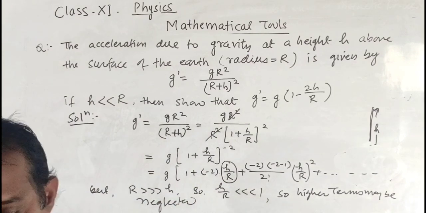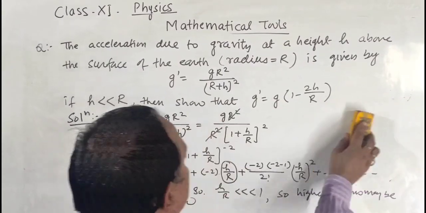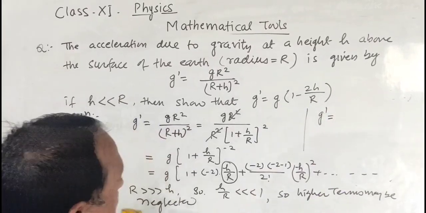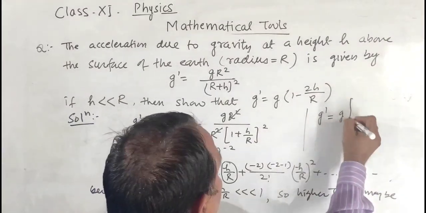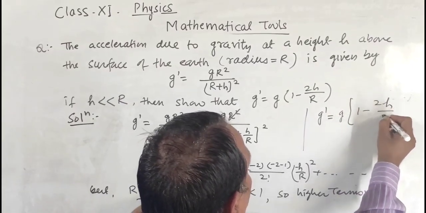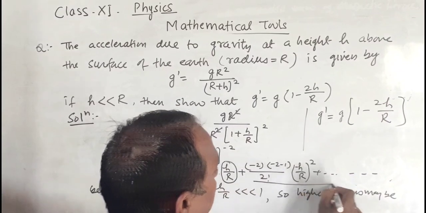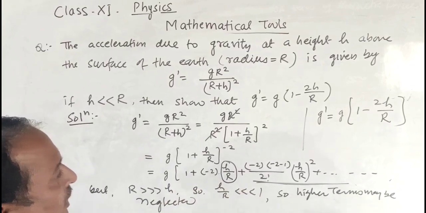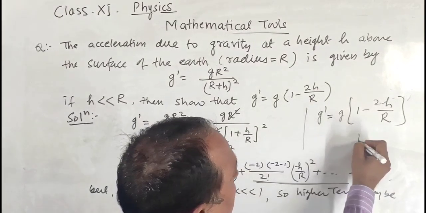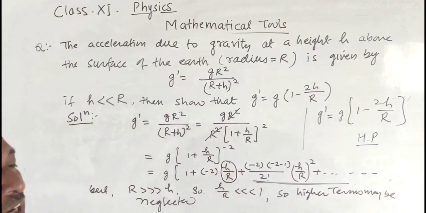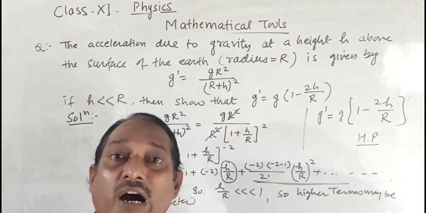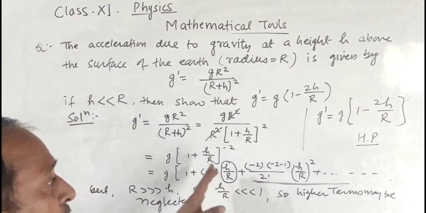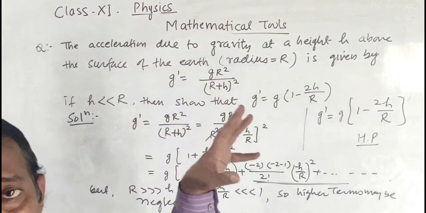In that case, g dash will be equal to g (1 minus 2h by r). From here we have neglected all other terms, so it can be written as g dash is equal to g (1 minus 2h by r). This was the required result, hence proved. Similarly, we can use the binomial theorem for other expressions, to prove other expressions like this one. This is the pure application of the binomial theorem for physics.